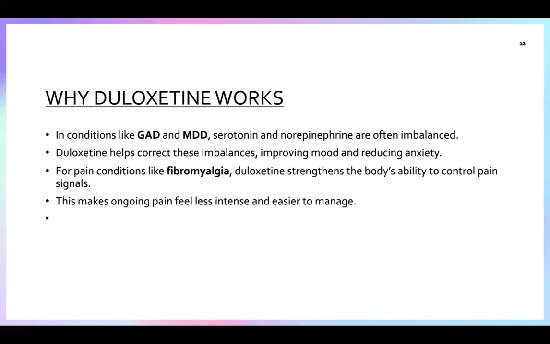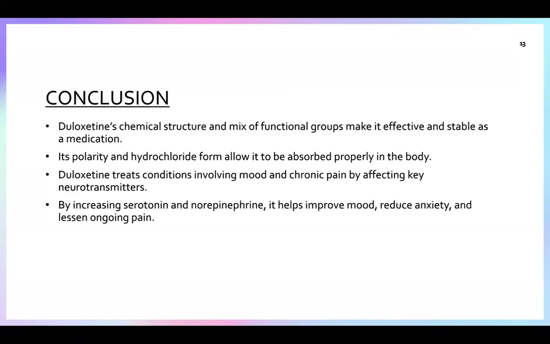And specifically, why it works in conditions like general anxiety disorder and major depressive disorder, serotonin and norepinephrine are often imbalanced. And so the drug helps to correct these imbalances, improving mood and reducing anxiety. And then for pain conditions like fibromyalgia, duloxetine strengthens the body's ability to control pain signals. This makes ongoing pain feel less intense and easier to manage.